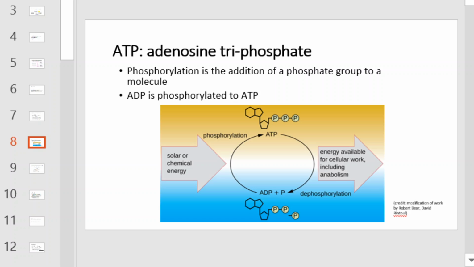Once a reaction is reached that needs energy, the third or terminal phosphate will be removed from ATP and energy will be made available to do cellular work. This is called dephosphorylation. ATP and ADP will continue to oscillate from one form to the other indefinitely.